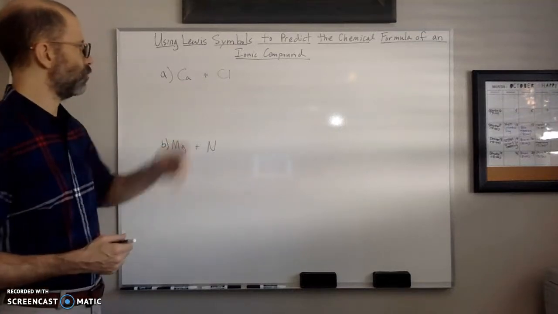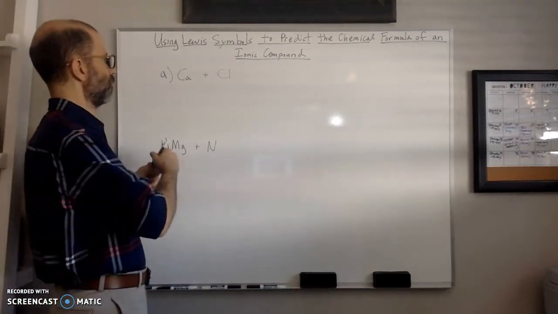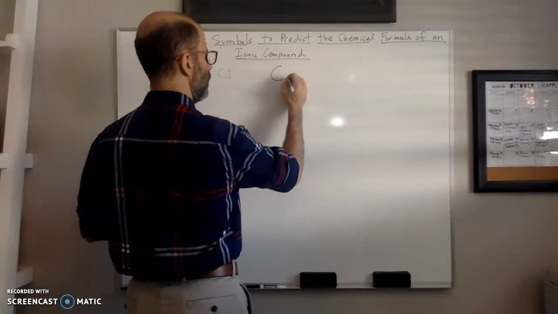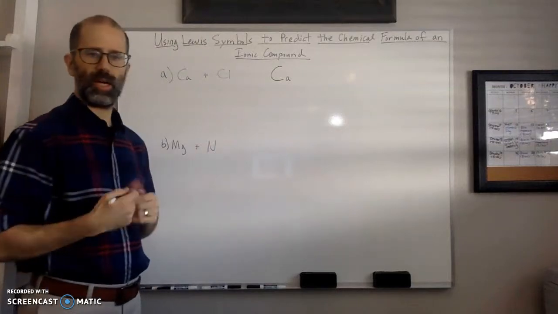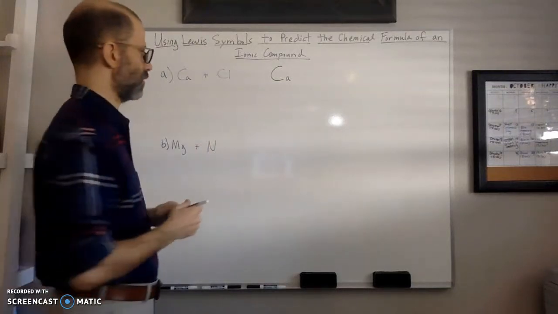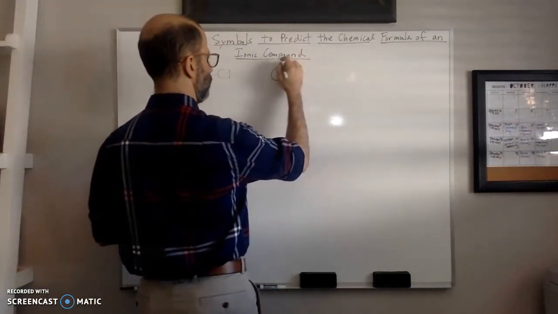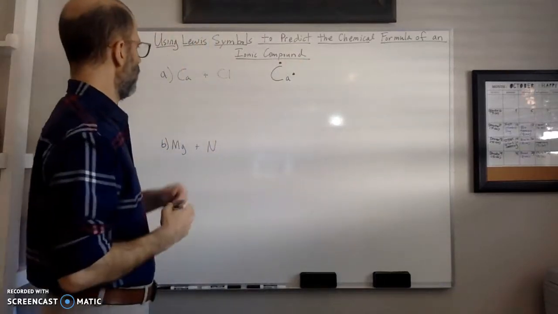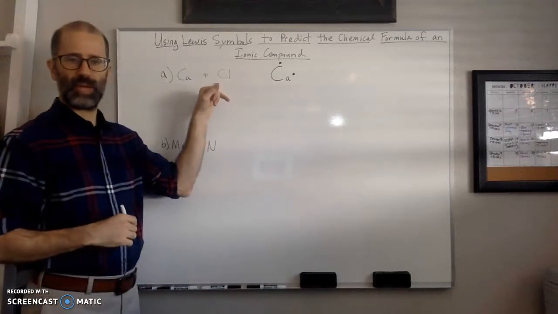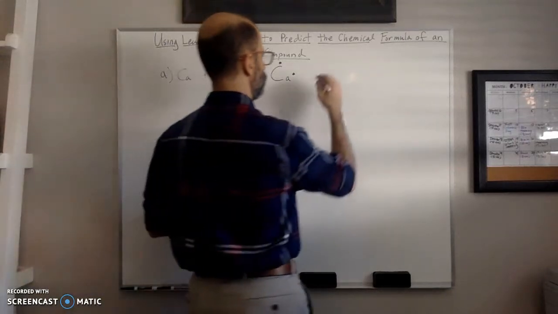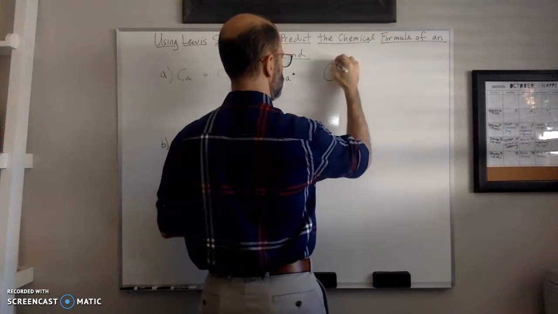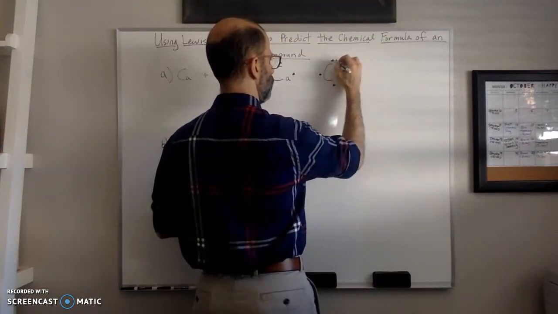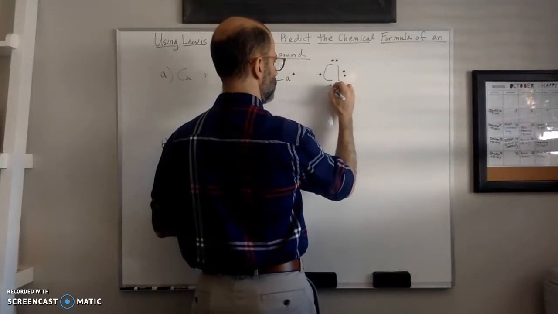And so using the Lewis symbols, we can do the Lewis symbols for calcium and chlorine. So calcium is in the second group, so it has two valence electrons. So we're going to draw the valence electrons like this. And then chlorine is in group 7, so it has 7 valence electrons. So we're going to draw the Lewis symbol like this. So we have 1, 2, 3, 4, 5, 6, 7.